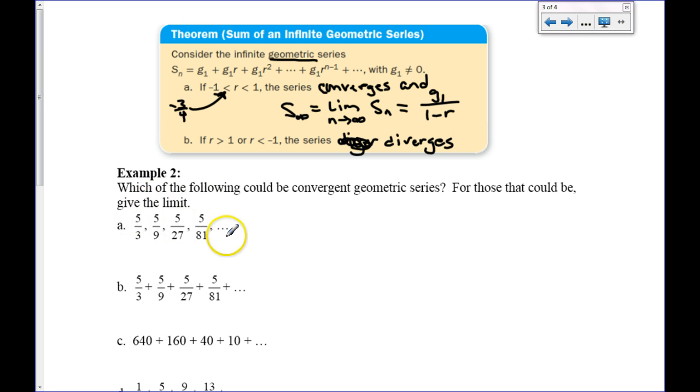Does this converge or diverge? What do you think? It converges. It's all under one. It's asking you if it's a convergent geometric series. Yes. It's geometric because it always multiplies by 3, and it's convergent because, see, so it never gets.